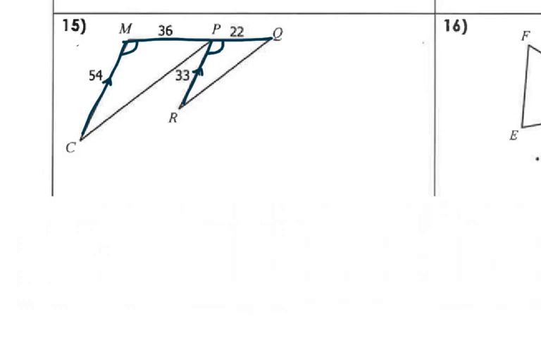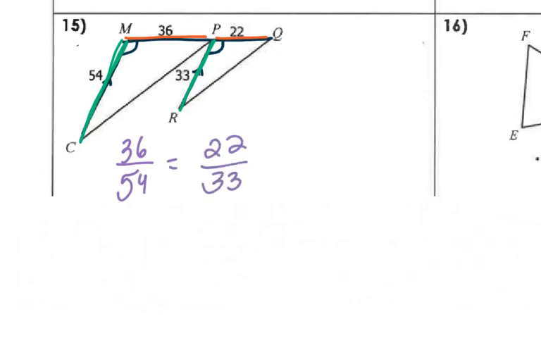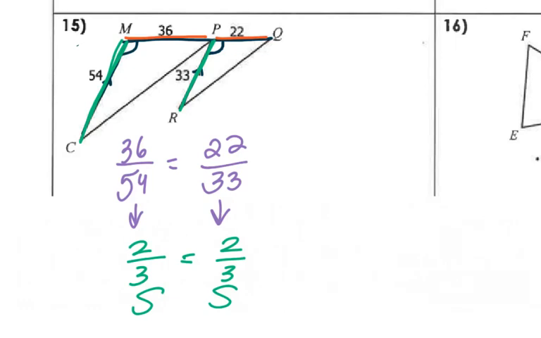All right, let's compare the sides. The triangle to the left, we've got 36 as the shorter side, and on the triangle on the right, it looks like we have the 22. Longer side on the left is 54, and the longer side on the right is 33. So let's go ahead and compare the sides. We've got 36 over 54 equals 22 over 33. Let's go ahead and reduce these fractions. And it looks like they both reduce down to 2/3. And so the sides are in proportion.